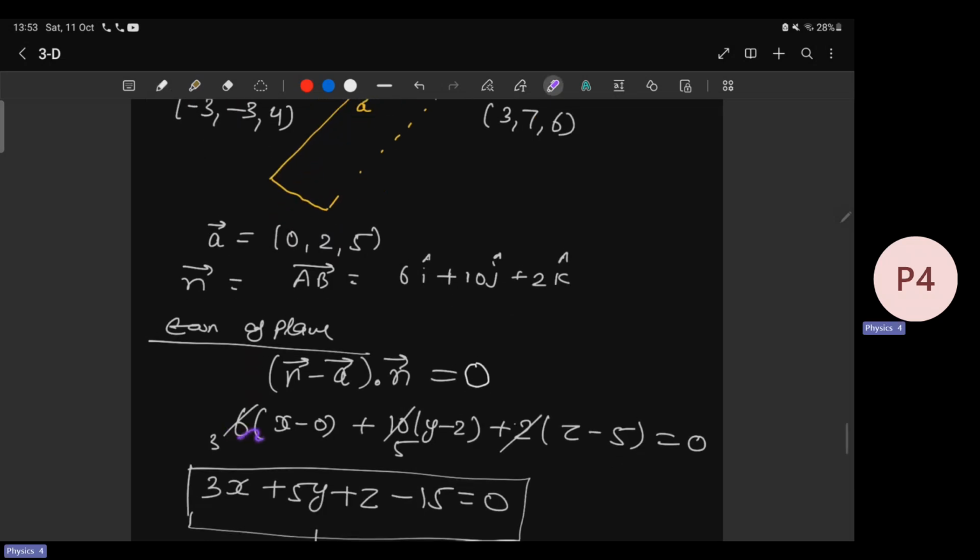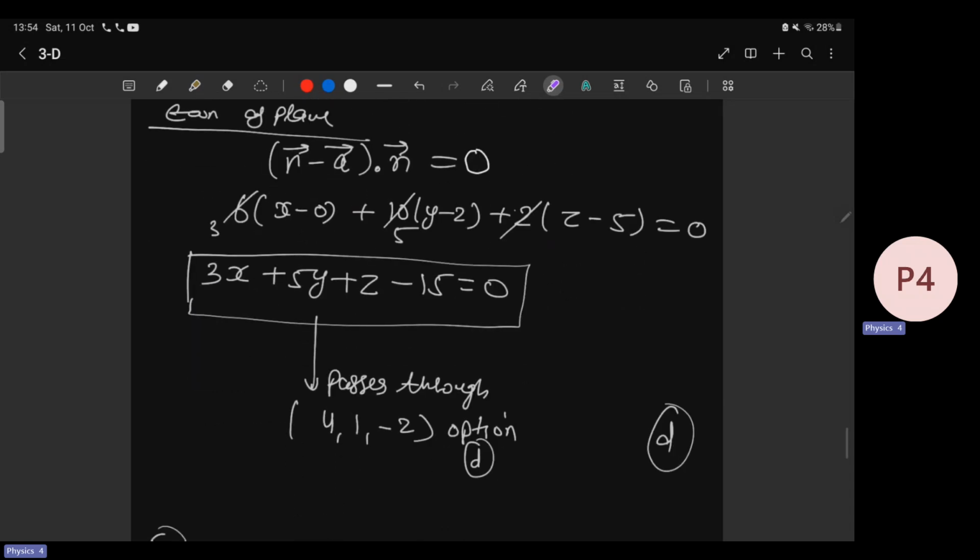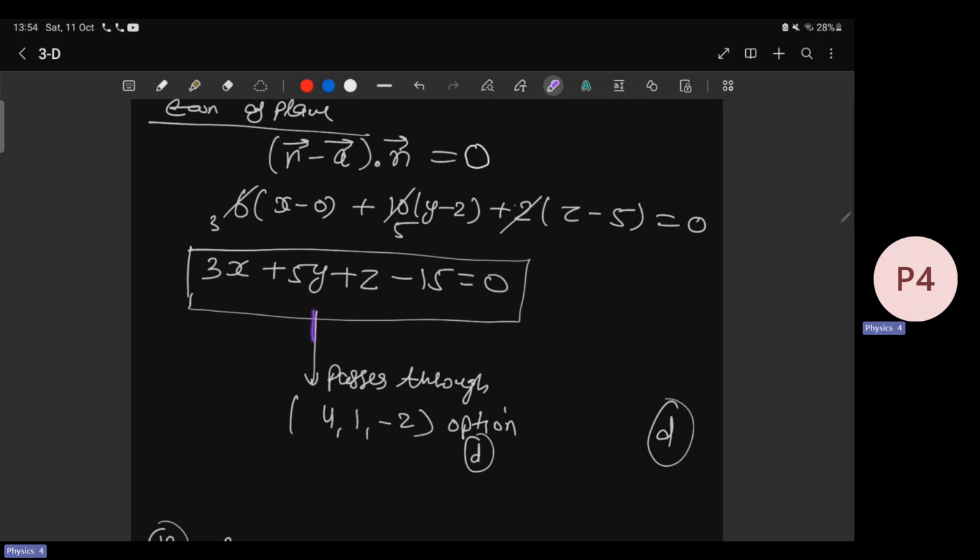So 6 times (x minus 0) plus 10 times (y minus 2) plus 2 times (z minus 5) equals 0. So this is the required equation of the plane, 3x plus 5y plus z minus 15 equals 0. Now we have to check from the options which of the points lies on this plane. In question number 18, option D, (4, 1, -2), is the only point which satisfies this equation of the plane. So option D is the right answer.